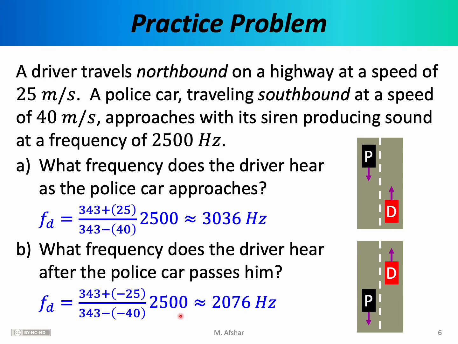We plug the numbers into the Doppler formula for the second scenario and get a slightly different answer. In the second scenario, notice that V sub D, the speed of the detector, is now minus 25. That's because the detector, or the driver in this context, is moving away from the police officer now. Similarly, the police is moving away. The distance between them is increasing. We can say the police is receding from the driver. So the speed of the police is now minus 40. Plugging these numbers into the Doppler formula, we find that once the police has passed, the driver now hears a lower frequency, a frequency of 2,076 hertz.